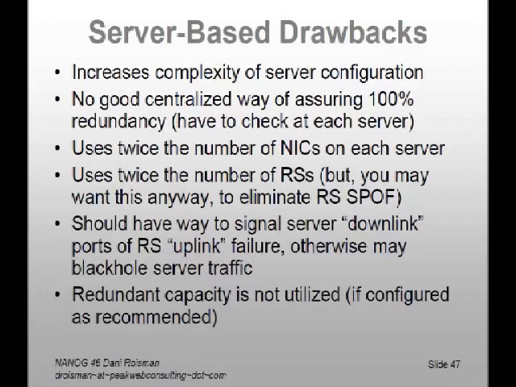Of course, this burns 2 NICs per server, so twice as many. You need twice as many NICs on the server. If you have an environment where you have a front-end NIC and a back-end NIC, well, now you've got to add 2 more NICs for dual front-end and dual back-end. You're going to want to have a way to signal the servers if the uplink from the rack switch failed. And redundant capacity: if you configure the way I recommended, which is active backup, your server's only sending traffic on one NIC and only one rack switch. So you have this extra rack switch which just isn't being utilized that you paid for.